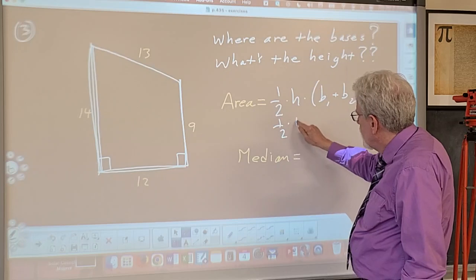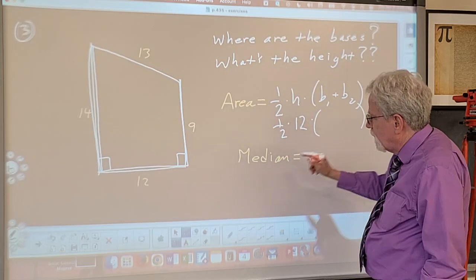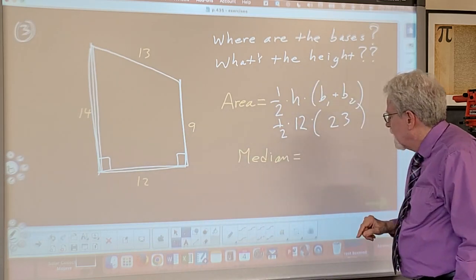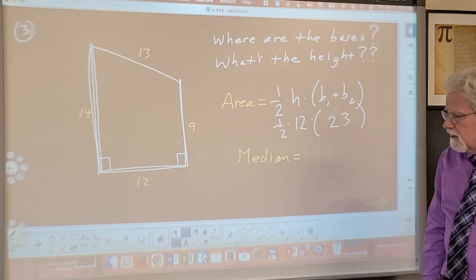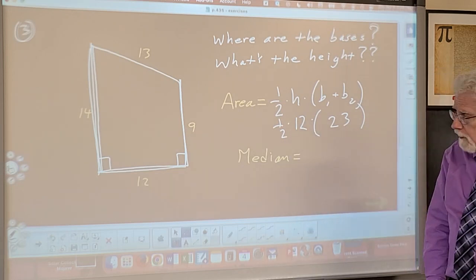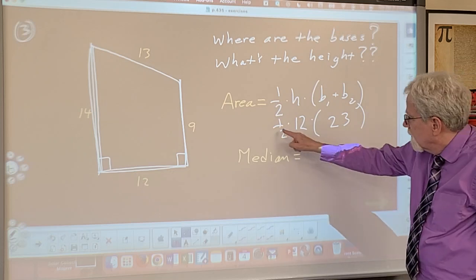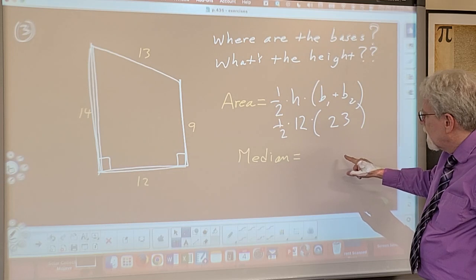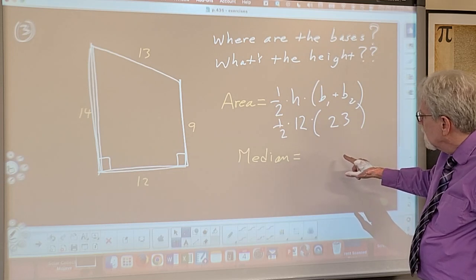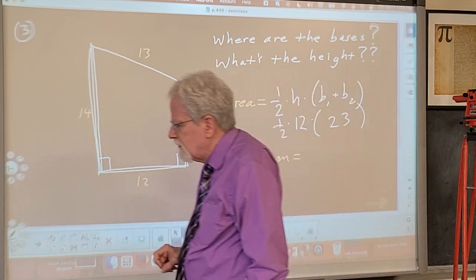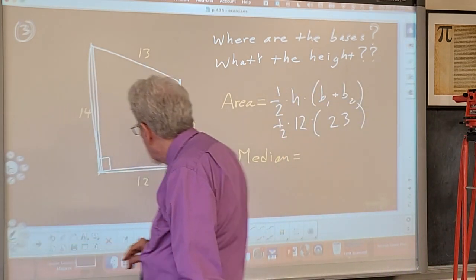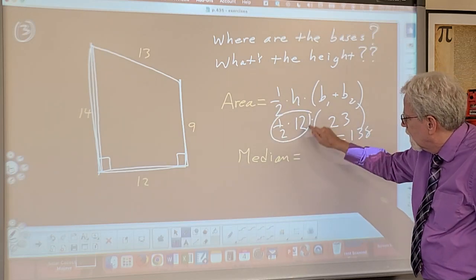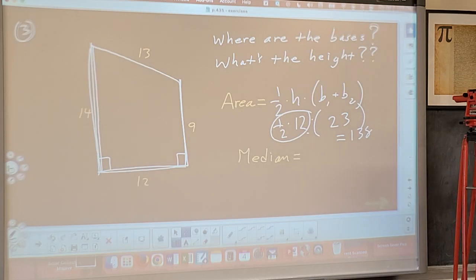So, 1/2 times 12 times the sum of the bases, which are 14 and 9, that's 23. And again, wisdom would say, don't take half of 23. Take half of 12 instead. It's your choice. Do it the easy way. That's 6. 6 times 23 is going to be what? 138, right? 138, I do believe. If I'm doing that correctly in my head, yep, 138. So the area is 138.